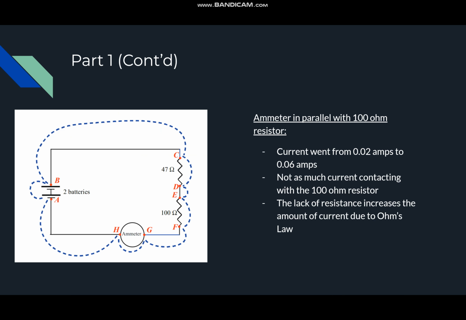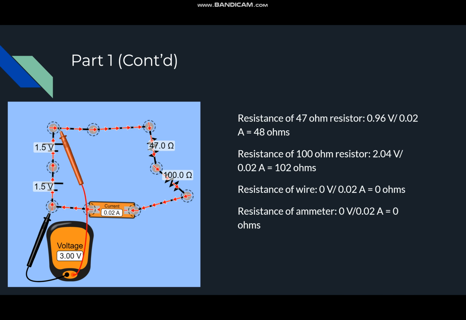So when I put the ammeter in parallel with a 100 ohm resistor, current went from 0.02 to 0.06 amps. This is because not as much current is going through the 100 ohm resistor, and that lack of resistance increases the amount of current due to Ohm's law.